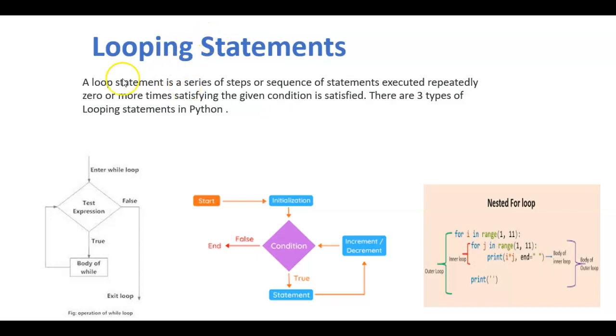A loop statement is a series of steps or sequence of statements executed repeatedly zero or more times, satisfying the given condition. In any programming language, if you take C, C++, Java, Python, a loop is a statement that contains a set of instructions that continuously repeats. If you want to repeatedly execute some instructions based on a condition, we go for loops.